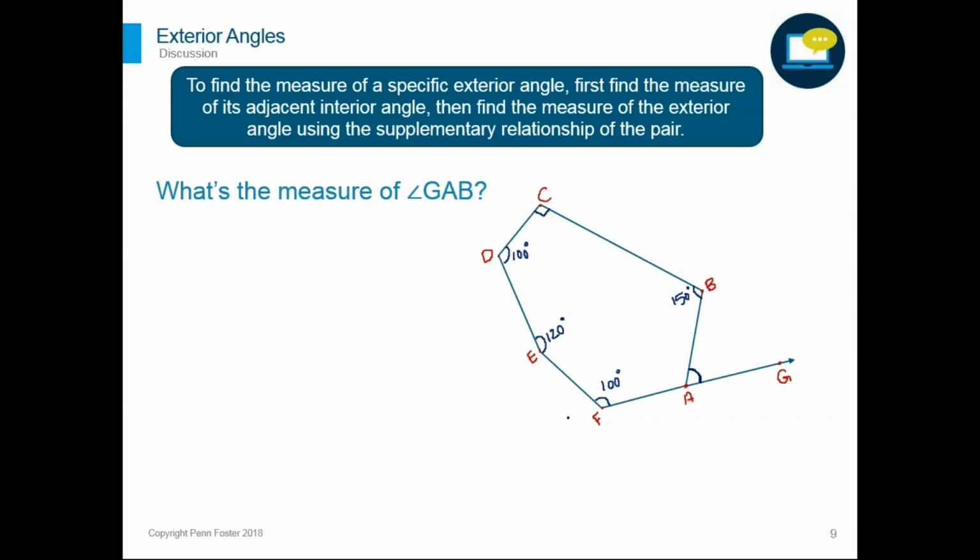That tells us that the angle FAG is a straight angle. A straight angle measures 180 degrees. So that means that the exterior angle GAB and angle BAF are a supplementary pair. So if I'm able to find the measure of the interior angle and then use the supplementary property for these two angles, then I'll be able to find the measure of the exterior one.